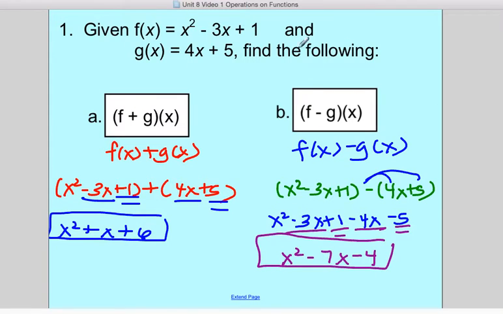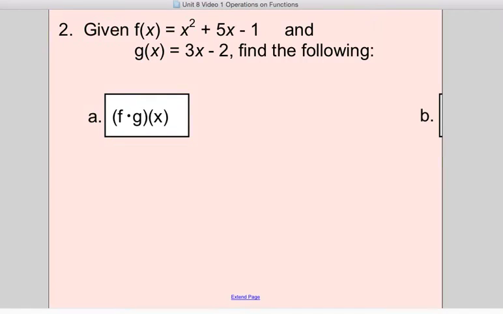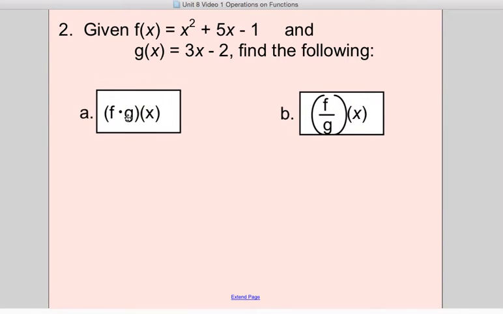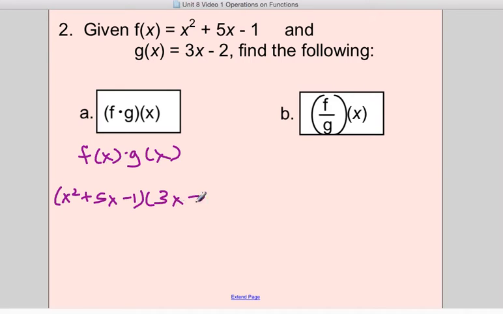So we did addition and subtraction. Now let's go ahead and do multiplication and division. So I'm just going to bring this out right away. So first one is A says f of x, or sorry, f times g, so it just means take your f function times your g function. So we have f of x times g of x. Okay, well, f of x is x squared plus 5x minus 1 times g of x, 3x minus 2. So all we need to do is distribute. So x squared times x to the first gives me x to the third.